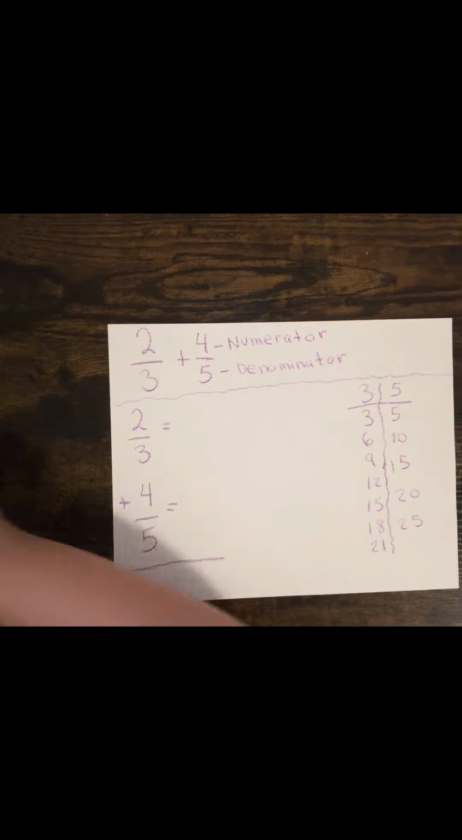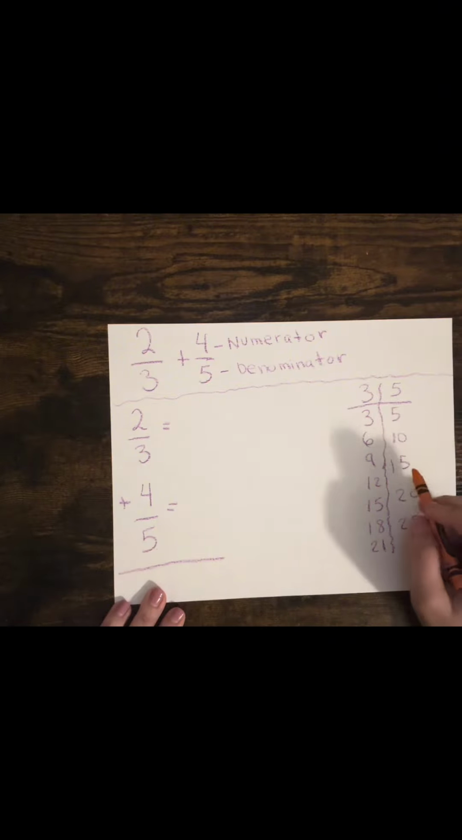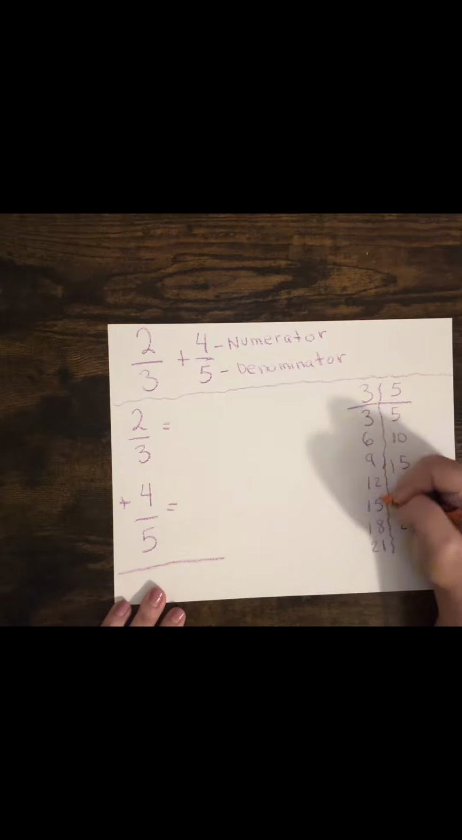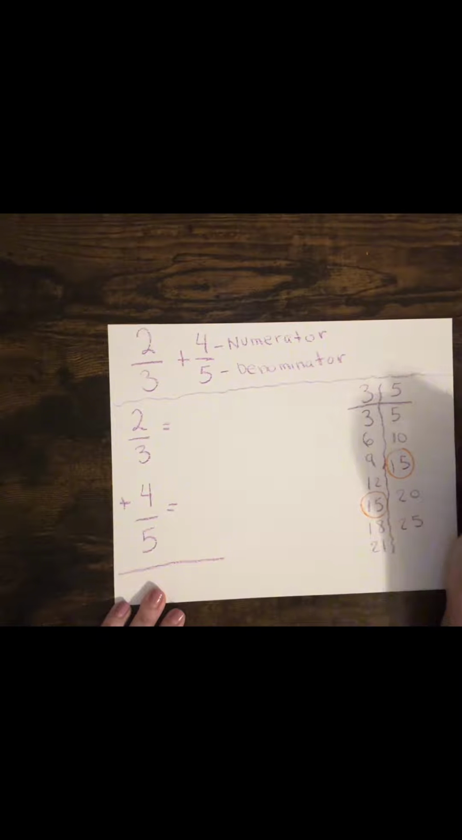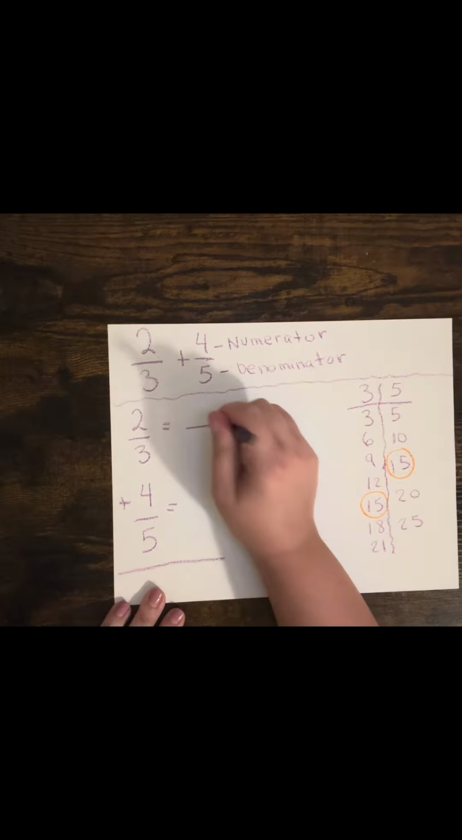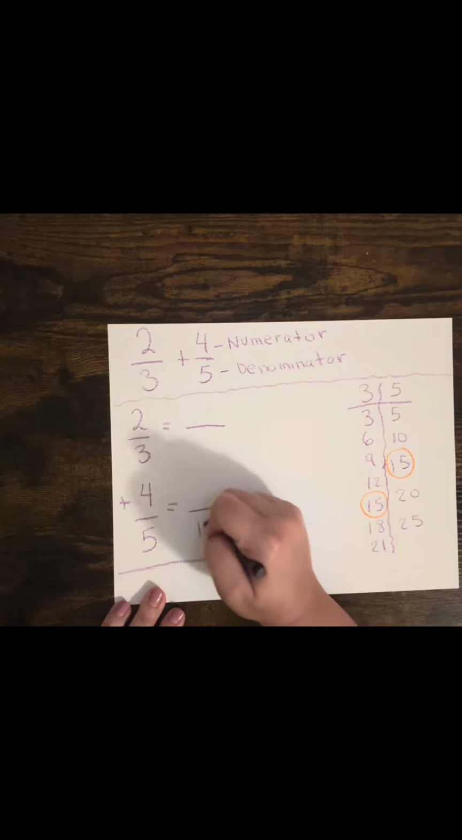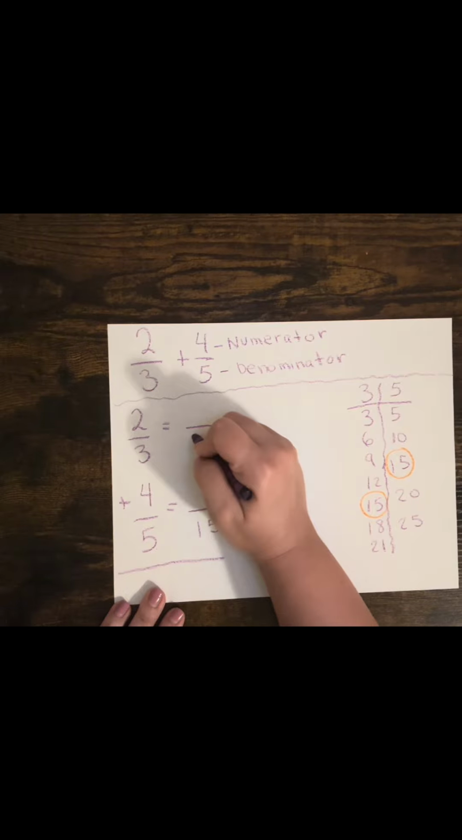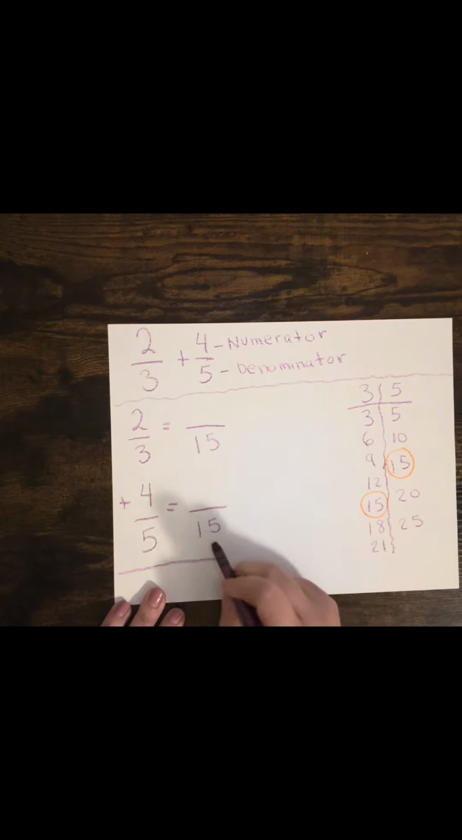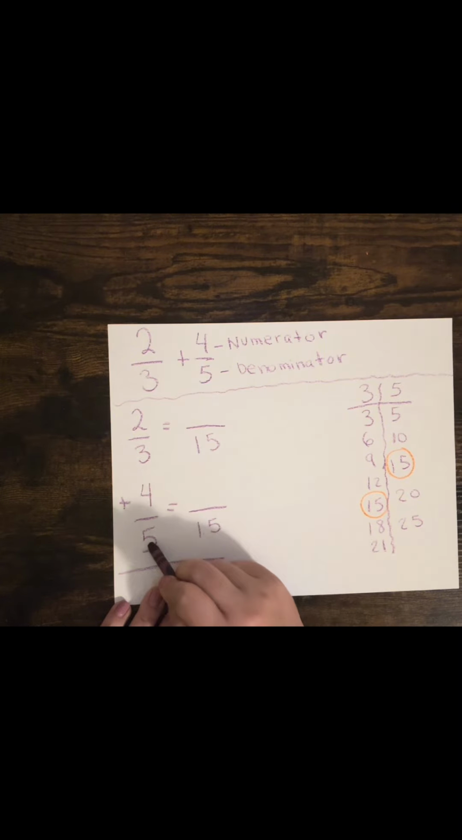Now, if you notice, there is a multiple that the 3 and 5 have in common. Look over here. They have a 15 in common. I'm going to circle that 15. That is the multiple that they have in common. So that 15 is now going to become our new common denominator. So I'm going to write it as such. I'm going to write our new common denominators next to our original denominators, okay?